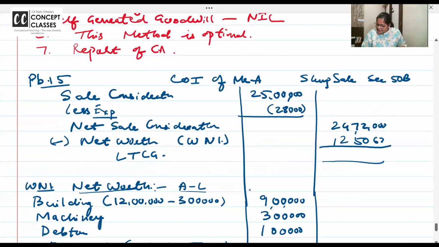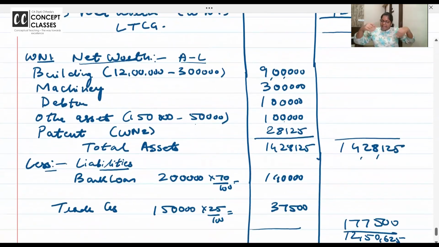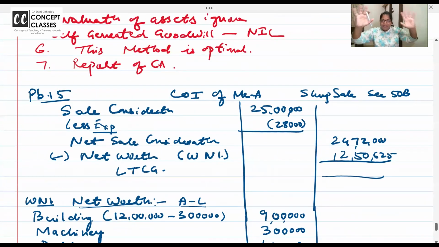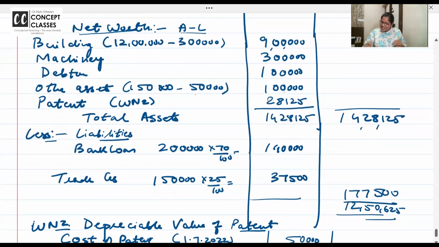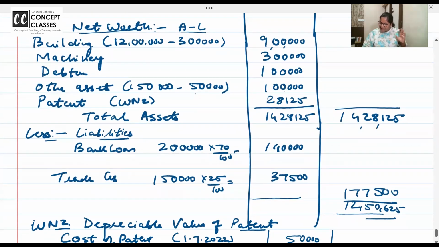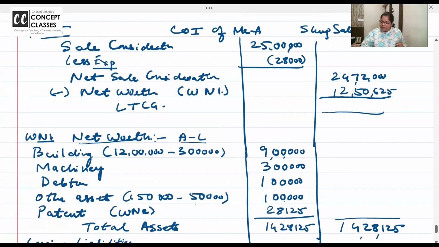12,50,625 is the net worth of my business. The day I gave you my whole business for 25 lakhs, that day, what was the value of the assets? This. What's the value of the liability? This. So what's the value of net worth of my running business? 12,50,625. I gave it in 2472. So now what we are getting is 12,21,375.